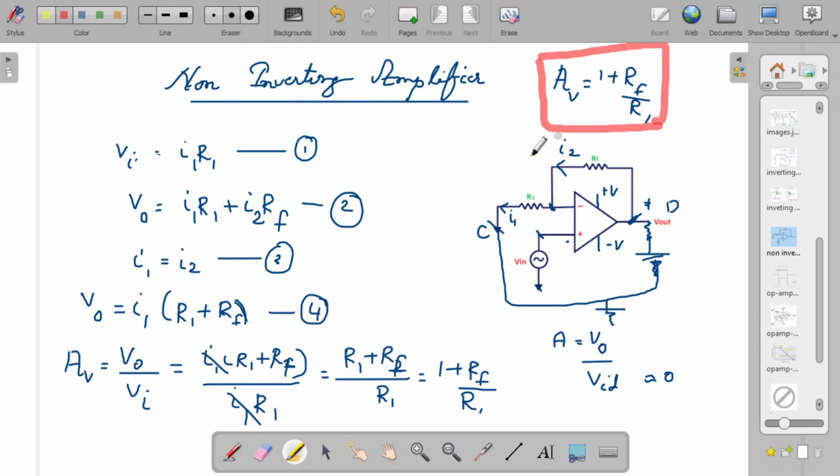Now how can you compare the gain of the inverting and non-inverting amplifiers? The gain of the inverting amplifier you have learned as AV equal to RF by R1, right? Here it is RF by R1 with one added to that. So the gain of a non-inverting amplifier is greater than the gain of an inverting amplifier. So this is about the non-inverting amplifier. You have to learn the circuit, the analysis, and finally how you express the final gain of the non-inverting amplifier.